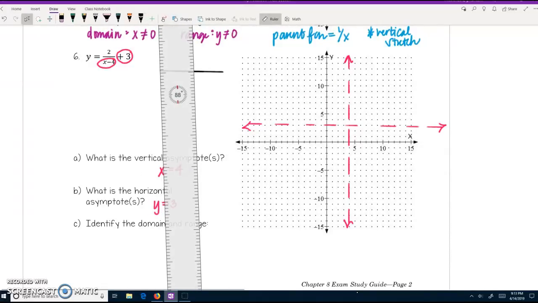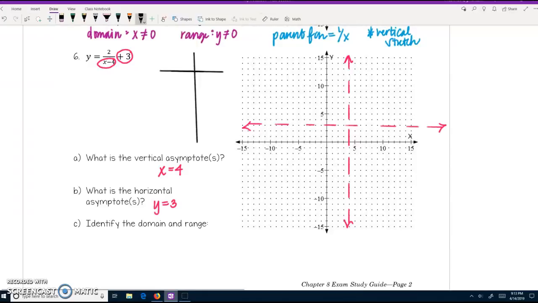So let's go ahead and fill in a quick XY chart. So x equals 4, that's my vertical asymptote. So I want to pick 2 values above, 2 values below, just to sketch out the shape. So 2 above, we could pick 8 and 6. And then down below, we could pick something like 2 and 0. And it's okay to get decimal approximations for this kind of work. So if I plug in 8, down on the bottom, I would get 4. So I'd have 2 over 4, which is 1/2, plus 3, which would be 3.5.